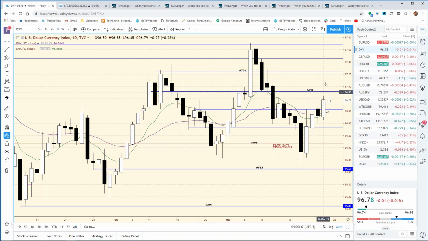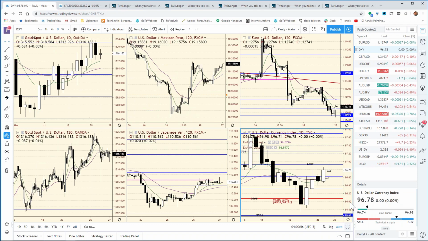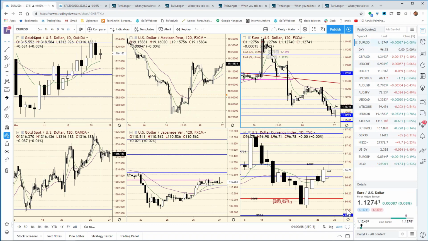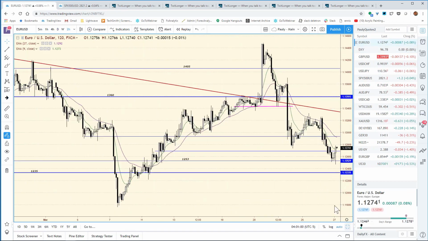We got above it, and we actually worked a little bit higher even in Asia, but we're starting to back off a little bit and starting to dip a little bit here against that 96.92, and then correspondingly we're going to see the euro.